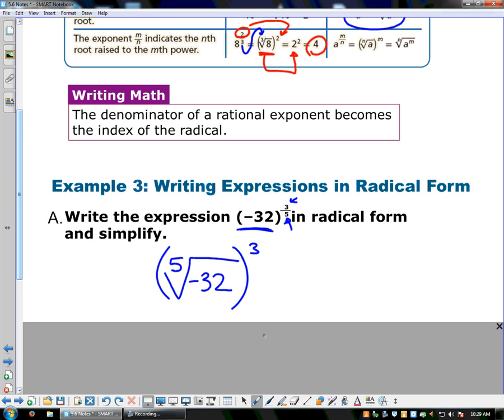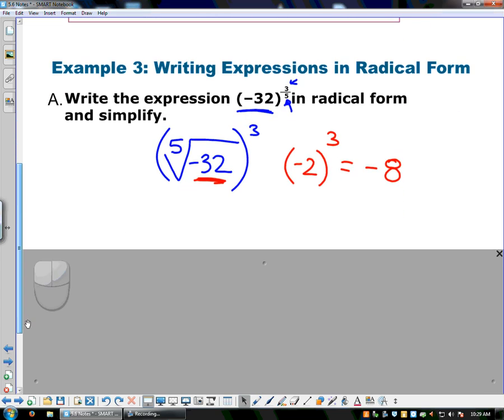Can we simplify it? Sure. We're going to look at our list of perfect powers, and the 5th root of negative 32, is negative 32 a perfect 5th? Yes, it is. And since it's negative, we would get a negative 2 raised to the 3rd, and that is going to equal negative 8.